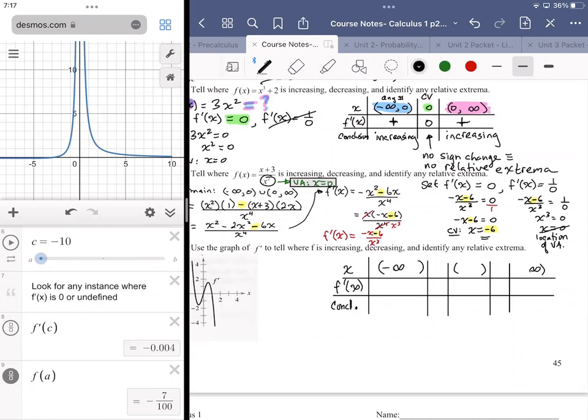It should have been from negative infinity to -6. You have to go in increasing order. This would be my critical value. And from -6 to 0, there's my vertical asymptote. That's what it should have been.